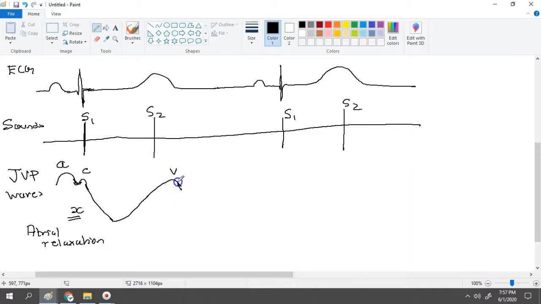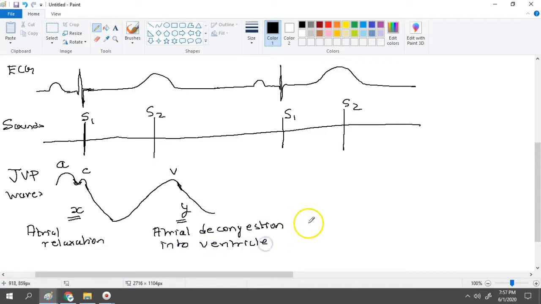Okay, blood begins to flow out. Okay, why the Y descent is because of atrial decongestion into the ventricle. This is the cause of the Y descent. Why do I really want you to know this? Because there are going to be some very interesting changes.